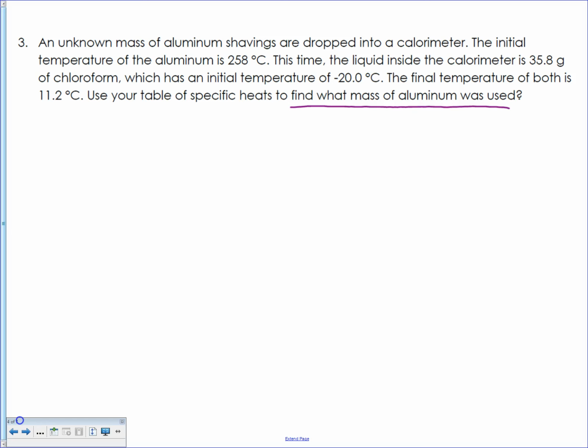And it says this time the liquid inside of the calorimeter is chloroform, so on that side there, on the right-hand side, we're not going to be using 4.184. We'll be using the specific heat for chloroform. For both of these, we can look at our table of specific heats because it's instructed us to do so in this problem. And so it starts off this way. Negative M is the unknown. C for aluminum is 0.897.